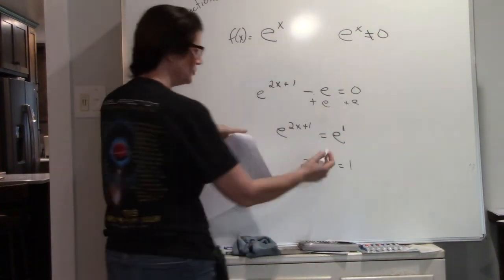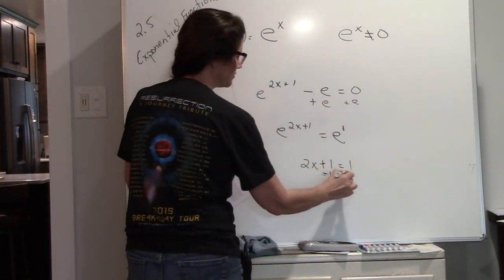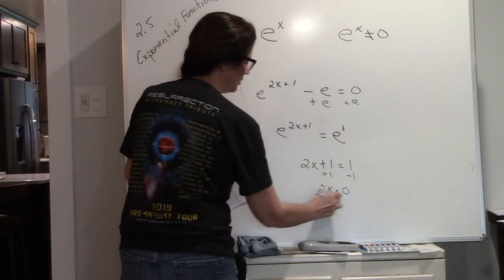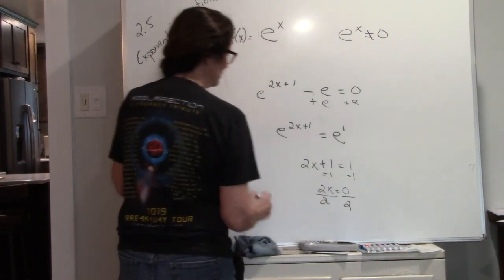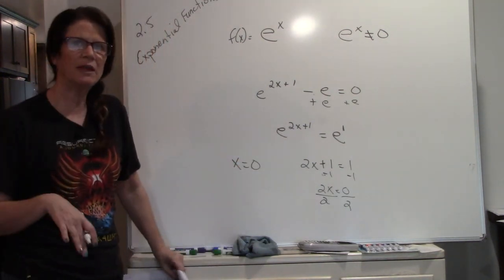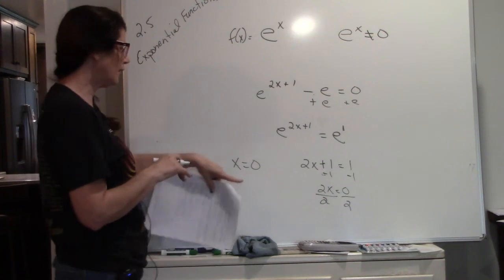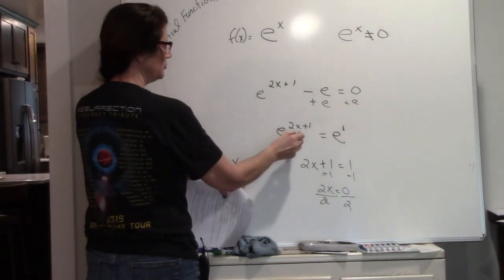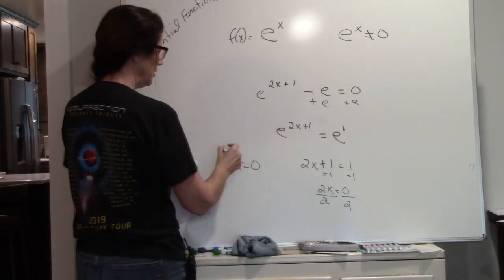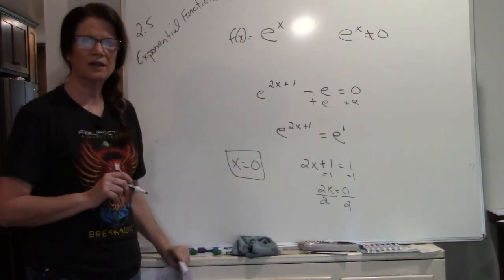Okay, so now I have a two-step equation. I'm going to subtract 1 from both sides. I have 2x equals 0, so I'm going to divide both sides by 2. So my x equals 0. So 0 divided by anything is always 0. If I want to double check, 2 times 0 is 0. 0 plus 1 does equal 1. So I know that that is the correct answer.